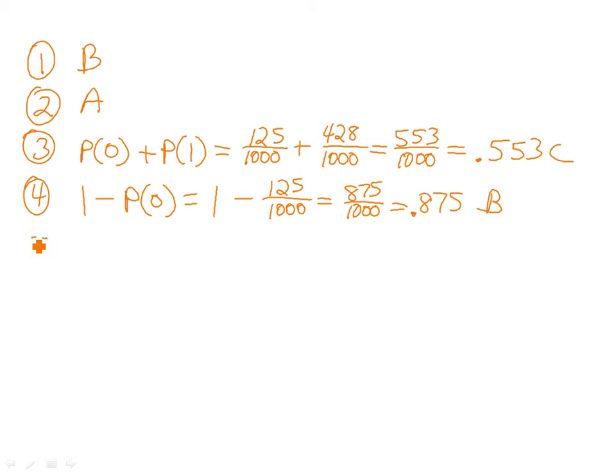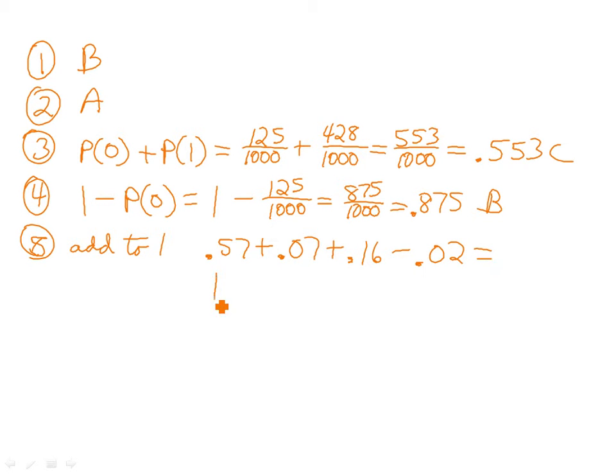Number 5, determine what's missing from the probability distribution. Remember, a probability distribution always has to add up to 1. So all I'm going to do is take those numbers that they give us, 0.57, 0.07, 0.16, 0.02, and add them all together. Add all those together, subtract it from 1, and that should tell us what's missing.